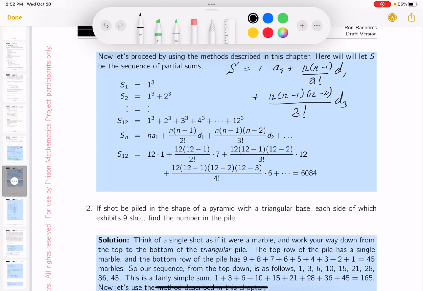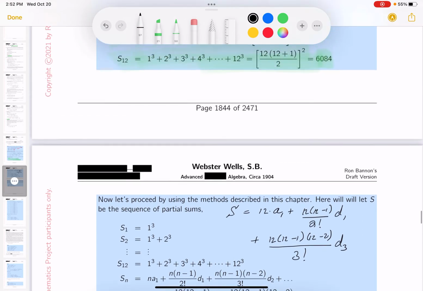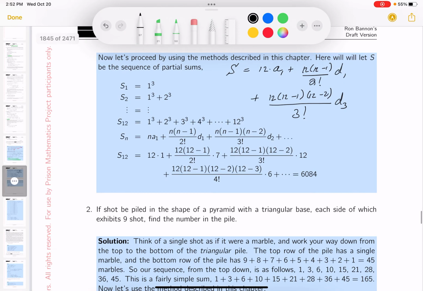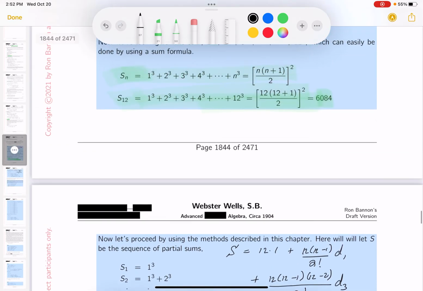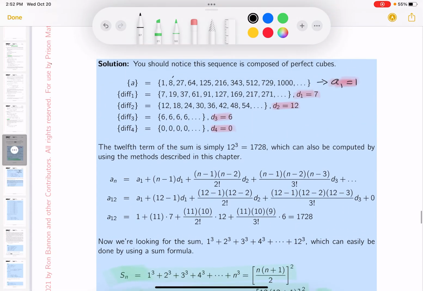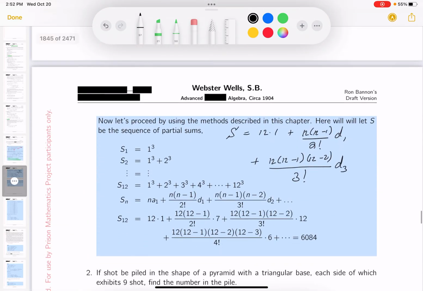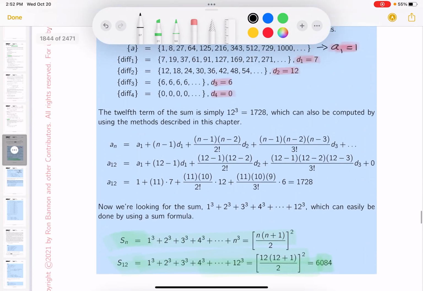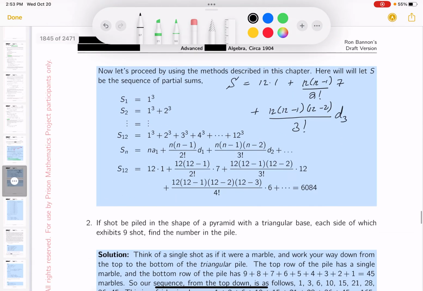I know that's tough, by the way. Now, do you remember what A1 is? Well, if you don't, you have to scroll back. And A1 was 1. Do you remember what D1 was? And scroll back. D1 was 7. What's D3? Let's scroll back. It's 6. Let's put that down now.